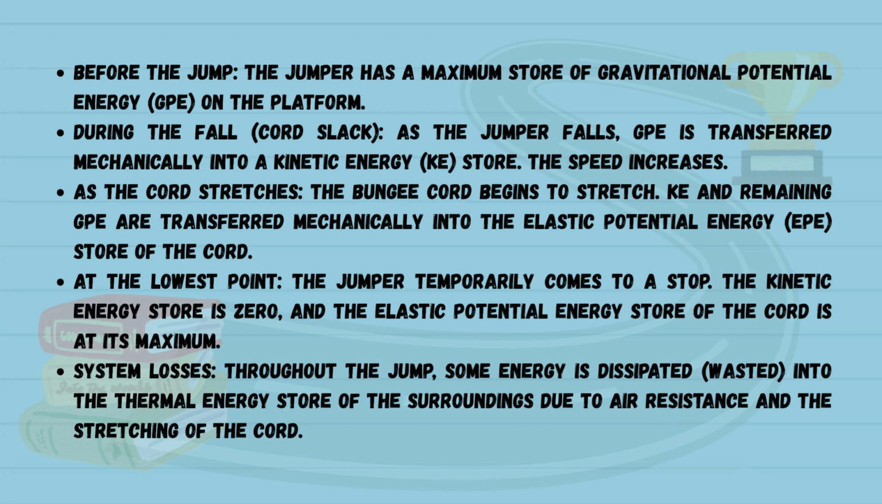At the lowest point, the jumper temporarily comes to a stop. The kinetic energy store is 0 and the elastic potential energy store of the cord is at its maximum. System losses. Throughout the jump, some energy is dissipated into the thermal energy store of the surroundings due to air resistance and the stretching of the cord.